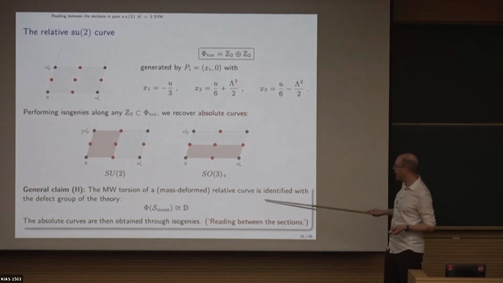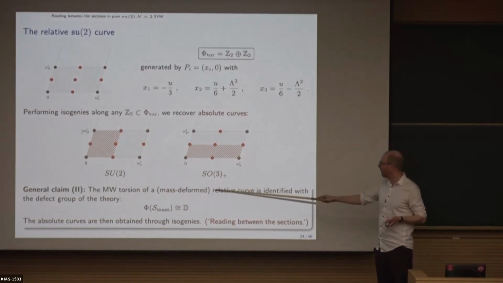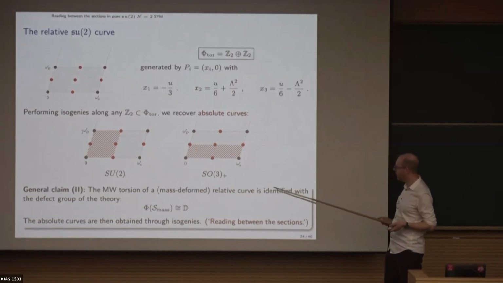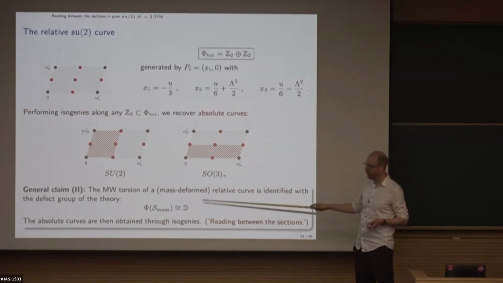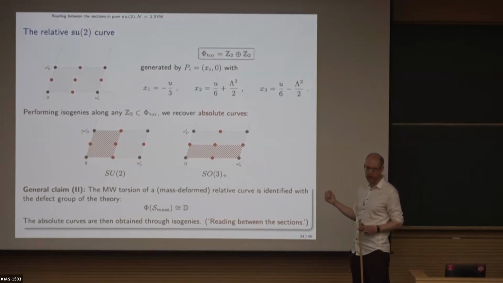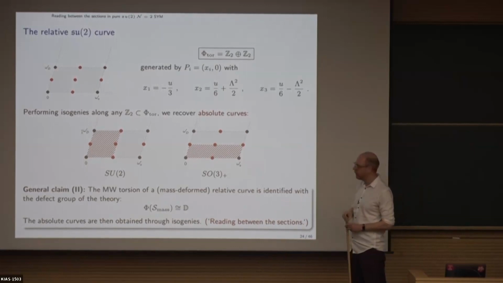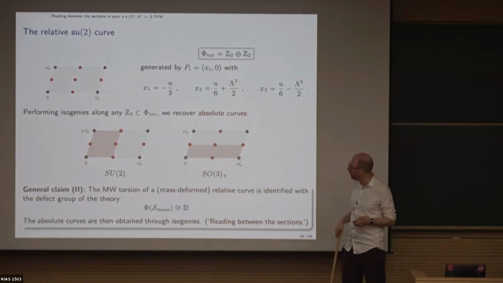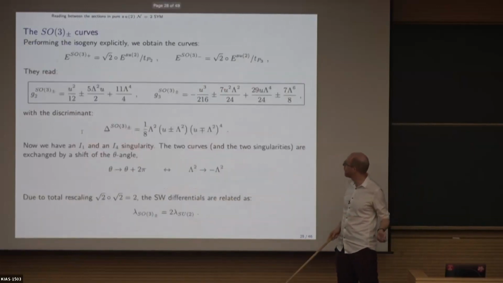So here, the general claim, again extrapolating from one example, is that the Mordell-Weil torsion of a so-called mass-deformed relative curve is identified with the defect group of the theory. If you have a relative curve, it will be non-principally polarized, and then you can identify literally the Mordell-Weil group with the defect group. Once you start with the relative curve, you can get all the absolute curves, like SU2 or SO3, for instance. So let me discuss SO3.